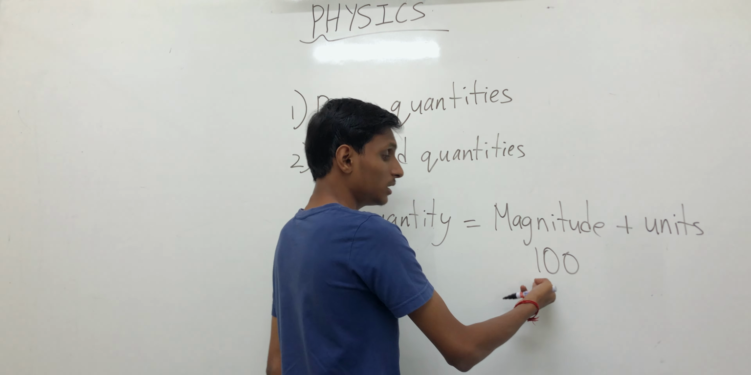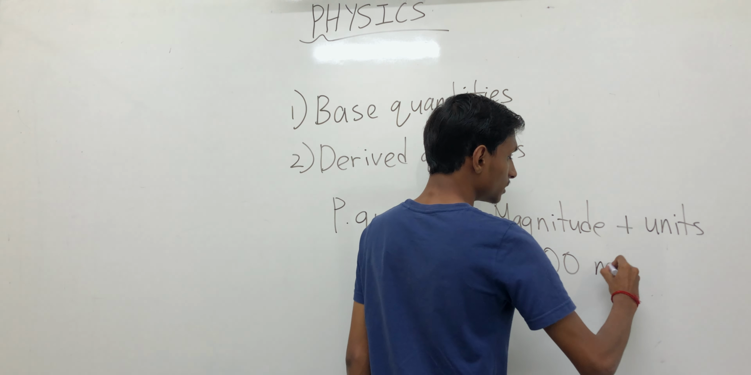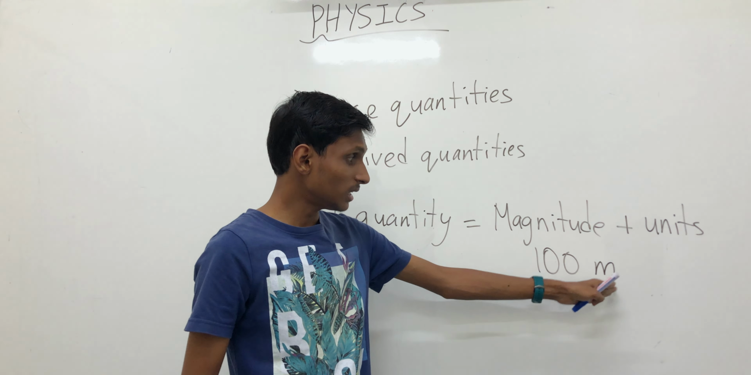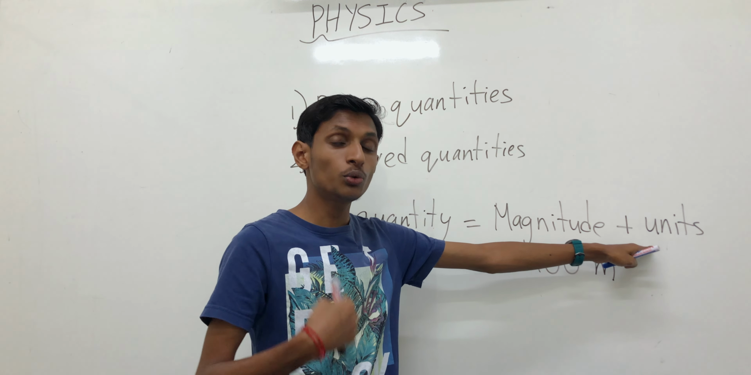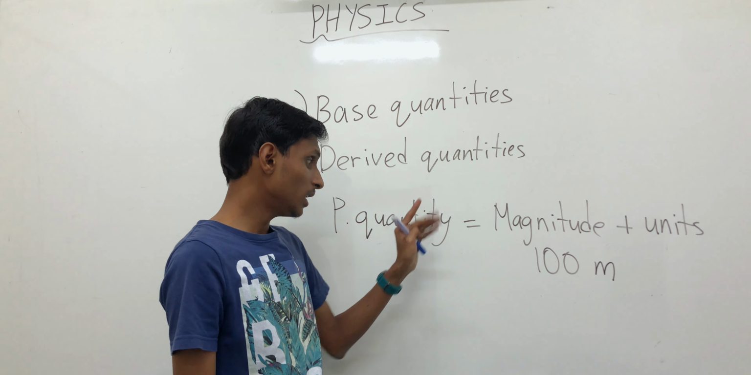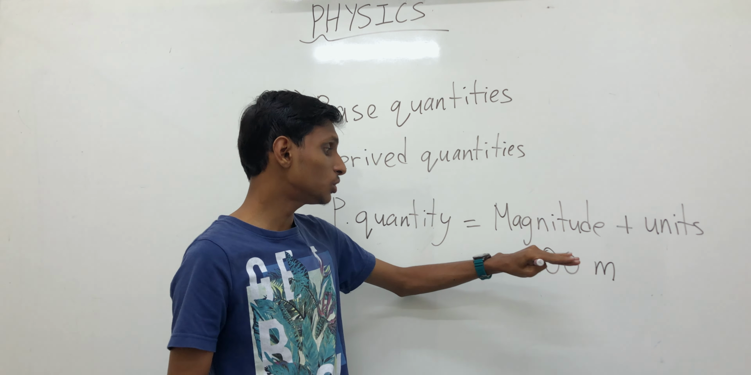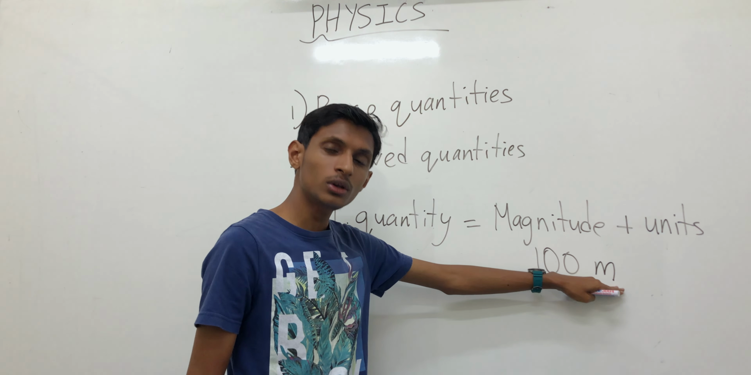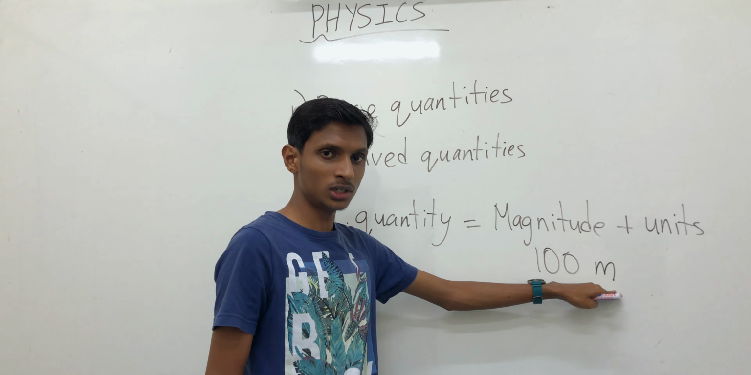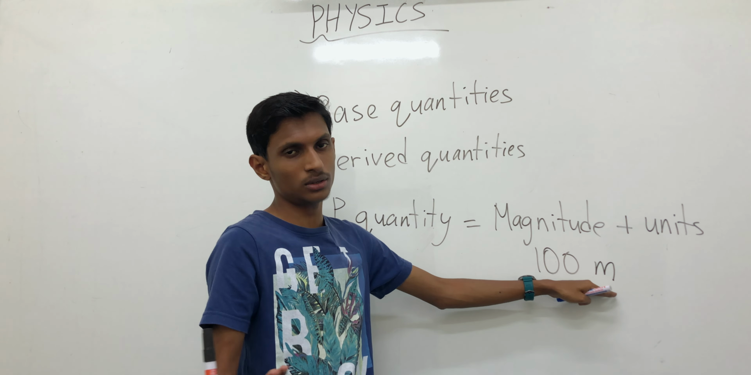For example, in the textbook they have given 100 as a magnitude, and also meter. Meter is the unit used to measure distance. So to state a physical quantity, whether derived or base, you need to state the magnitude and also the unit. You can't miss out either. If it has a unit, you must mention it. If it doesn't have a unit, you don't have to mention it.